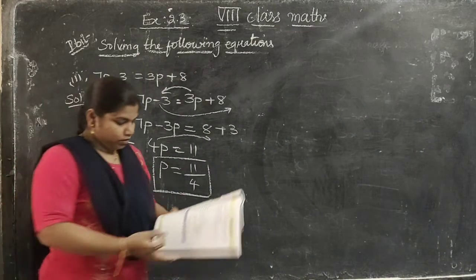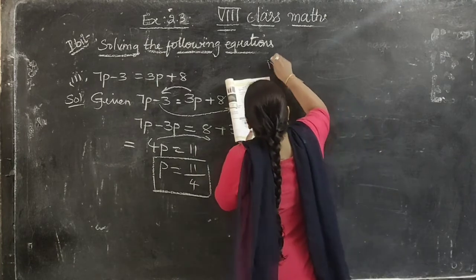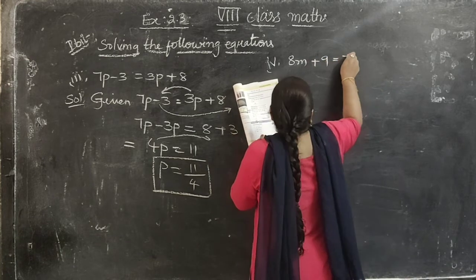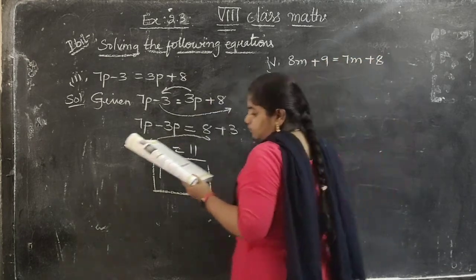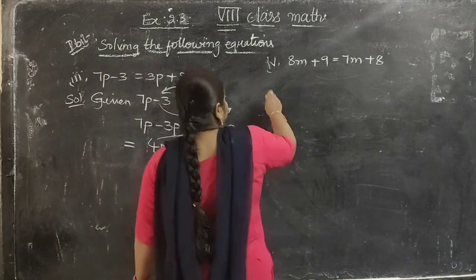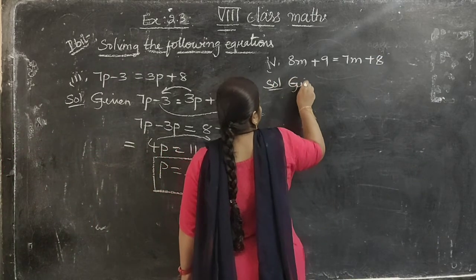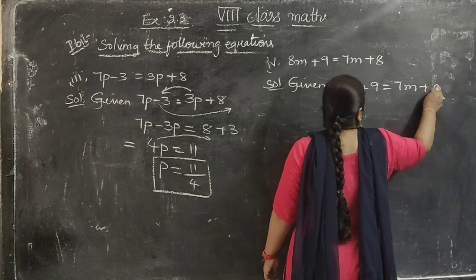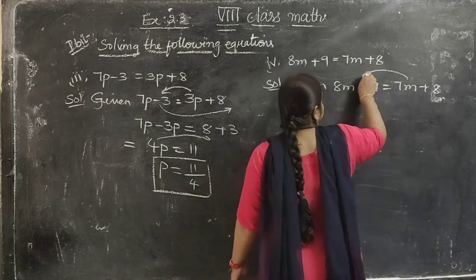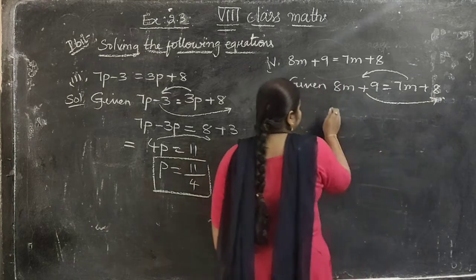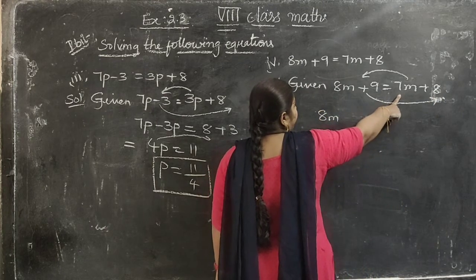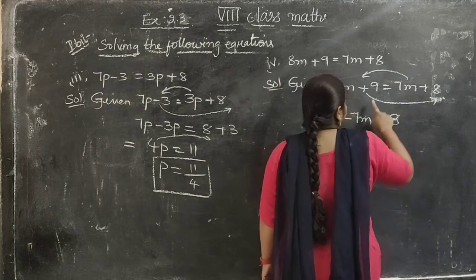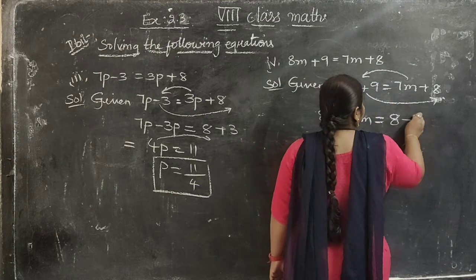Fourth one. 8m plus 9 is equal to 7m plus 8. Transpose plus 7m to this side and plus 9 to the other side. So it is 8m minus 7m is equal to 8, and if you transpose this plus 9 to the other side, that will be minus 9.